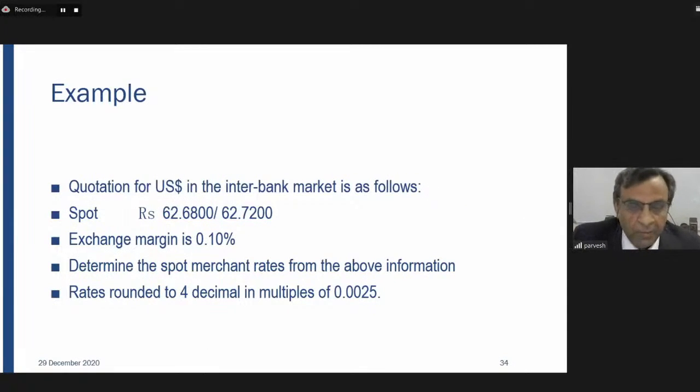I'll stop sharing this. First look at the question, so that I can go to the board and explain it. Quotation for US dollar in interbank market is as follows. Spot rate is 62.66. This is a pretty old quotation. 62.72 is the ask rate. Exchange margin is 0.1%. Determine the spot merchant rate from the above. So the question is exactly the same, but still, I like to put it on the board.